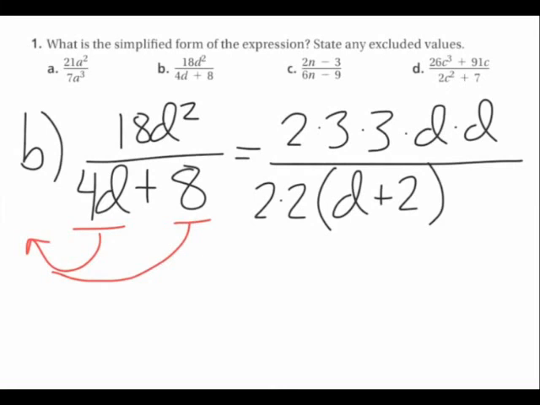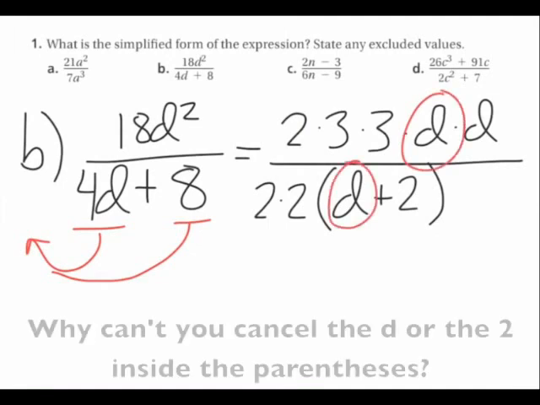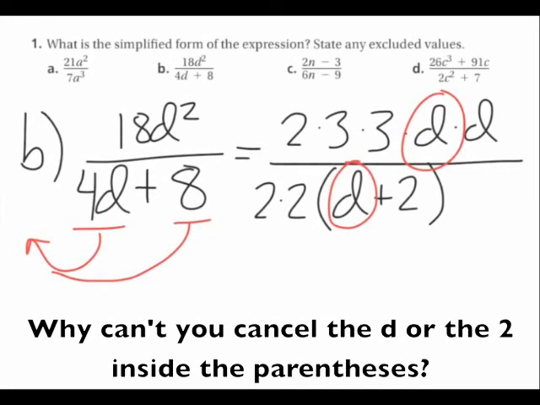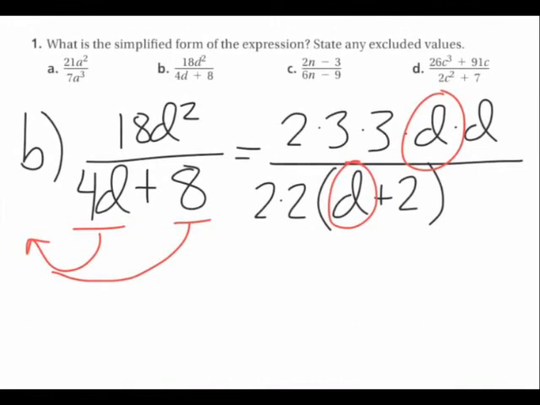Well, it looks like there's only one thing that we can cancel out. The 2 here and a 2 here. But here's the question for you. Why can't the 2 on the top cancel out with this 2? Or here's another question for you. Why can't this d cancel out with that d? The reason is that you can only cancel out things that are multiplied. You can't cancel out things that are added.